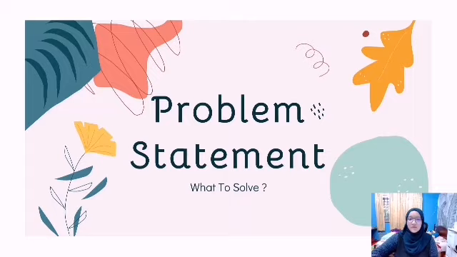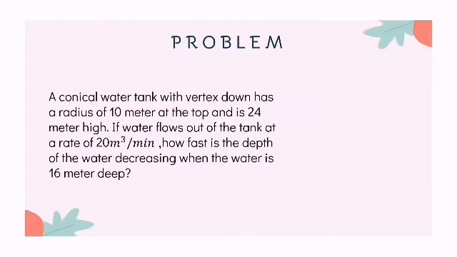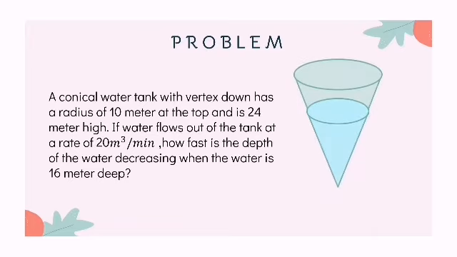I will show you an example of a question we face regarding related rates. A conical water tank with a vertex down has a radius of 10 meter at the top and is 24 meter high. If the water flows out at the tank at a rate of 20 meter cube per minute, how fast is the depth of the water decreasing when the water is 16 meter deep?